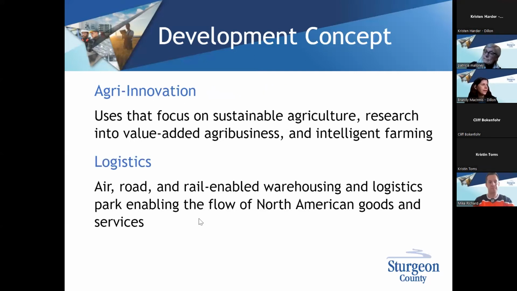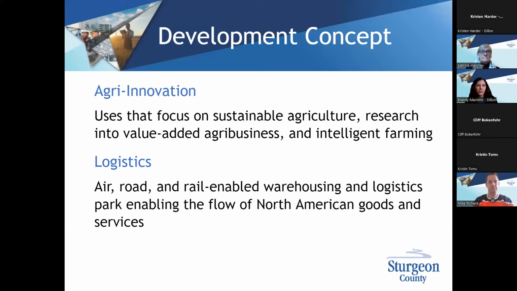The third business typology that was included in the development concept in the VAMP is agri-innovation. Those are uses that focus on sustainable agriculture, research into value-added agribusiness, and intelligent farming, ultimately building on a lot of the great agricultural history in Sturgeon County.